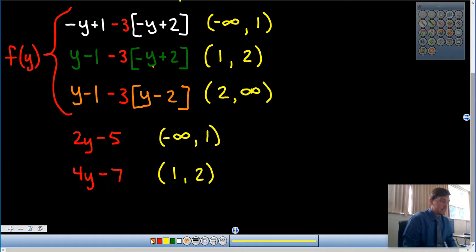And then in this last one, you get -3y plus a 1y gives you -2y. And then +6 minus 1 is a +5. And that's over the interval 2 to infinity.